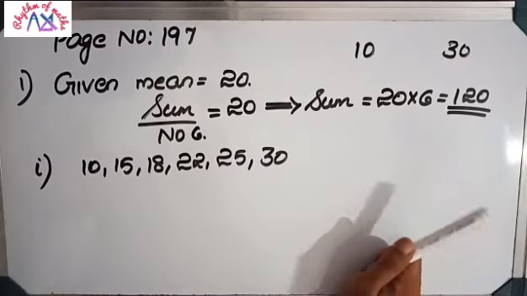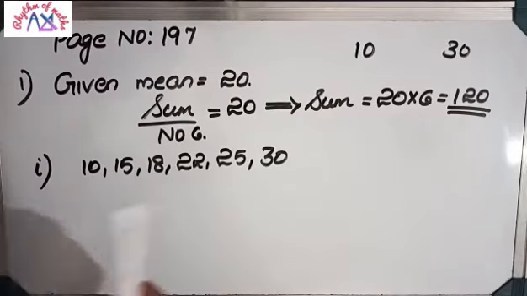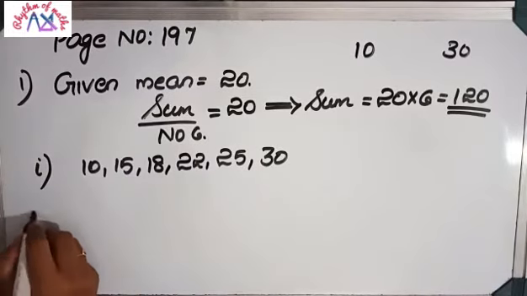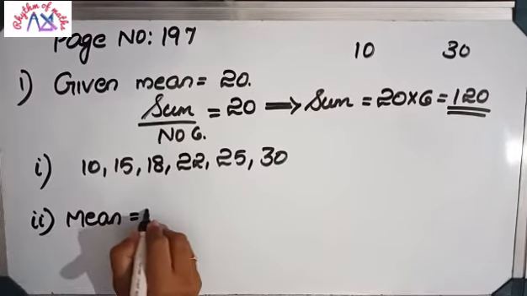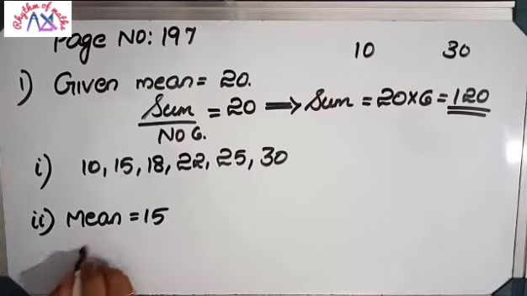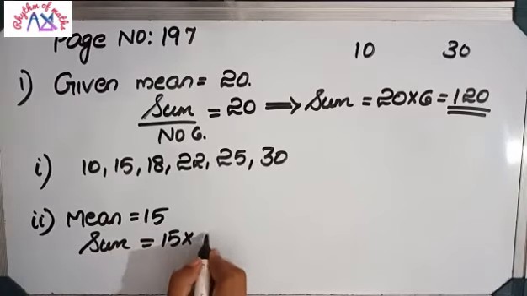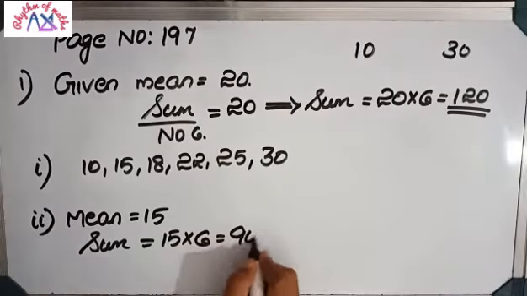That is the rule. Similarly you can write the second set also. Now for the second sub question, the arithmetic mean is given as 15. So the sum will be 15 into 6, and the answer will be 90.